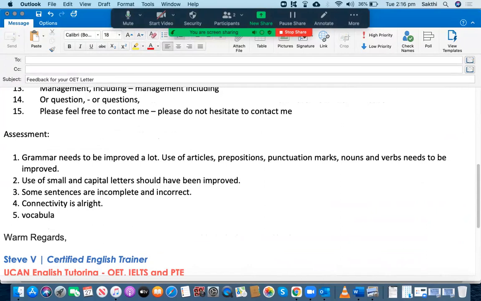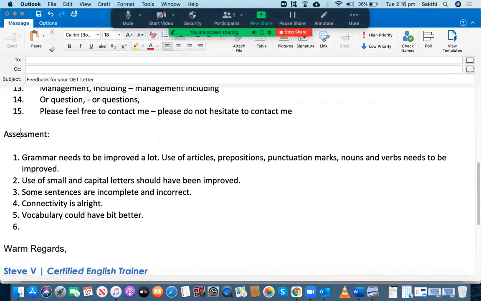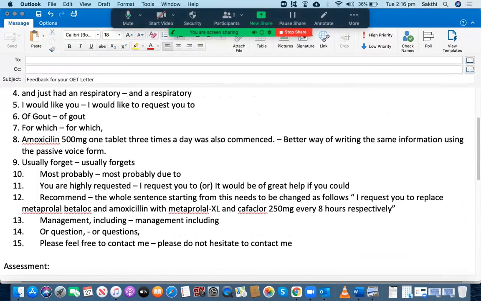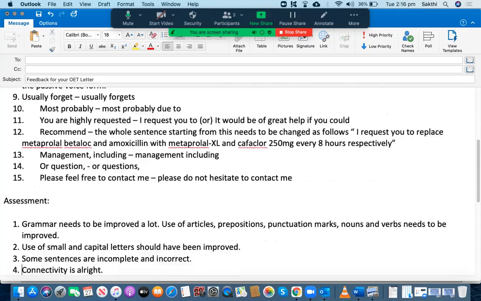Vocabulary could have been a bit better. I mean, you have improved a lot, but some of the words could have been replaced with other words. For example, this one: instead of writing "feel free to contact me," you can say, "please do not hesitate to contact me." And I would like you to change this. You can say, "I would like to request you to." Okay, that is going to be much better.